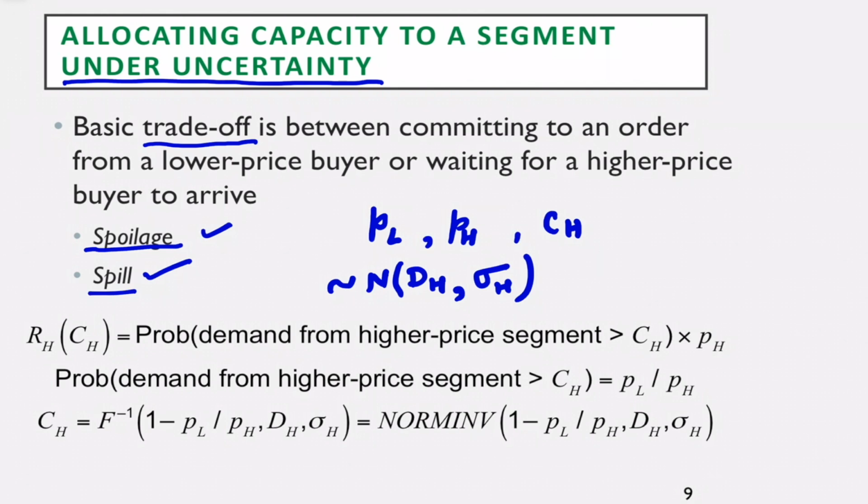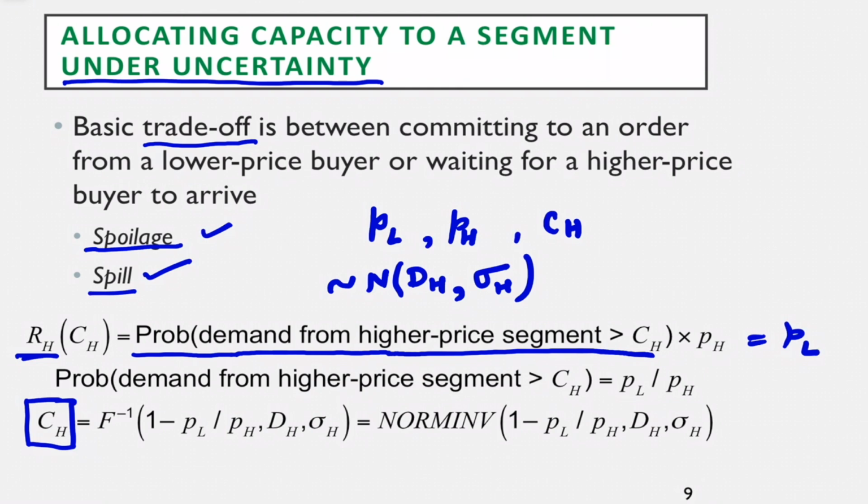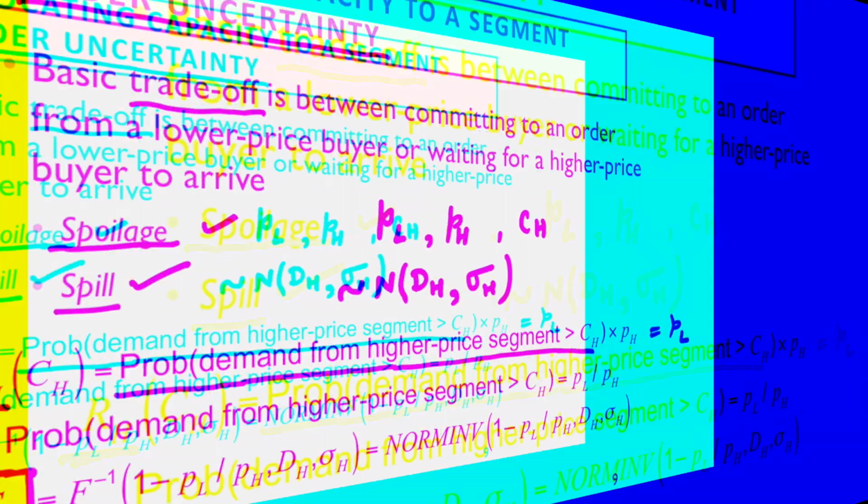Suppose CH is another term, which is the capacity that we want to reserve for the higher price segment. Then we can calculate revenue for this higher segment using this formula. So we have the probability that the demand from the higher price segment is more than CH, times the price. And if we consider this to be equal to PL, then we can calculate how much capacity should be reserved for the high price segment using this formula here.